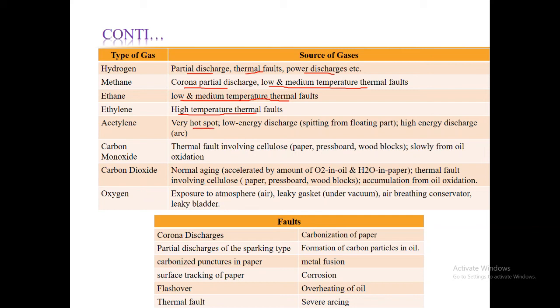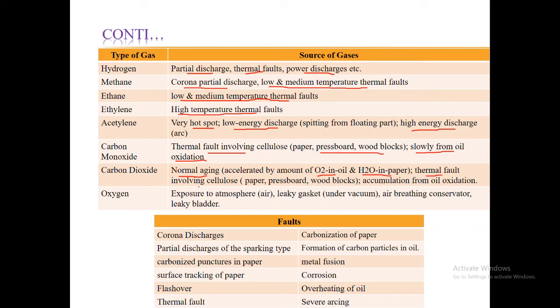Acetylene indicates a very hot spot, low energy discharge, and high energy discharge means arc. The carbon monoxide will cause thermal fault involving cellulose like paper, pressboard, wooden blocks. Then it also gradually, slowly arises from oil oxidation. The carbon dioxide causes normal aging, that is accelerated by the amount of oxygen in oil and hydrogen in paper.